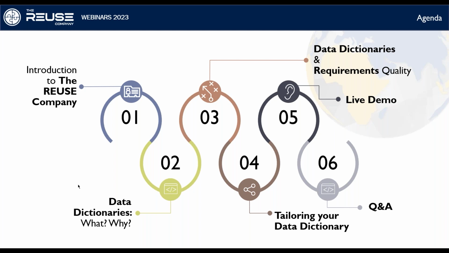This is the agenda for today. First, we will have a short introduction to the Reuse Company, and then we will see what data dictionaries are and why we should use them. Next, we will see how data dictionaries affect the quality of the requirements. Then we will learn how to tailor a data dictionary. After that, we will see a demonstration, and finally, we will have some time for questions.